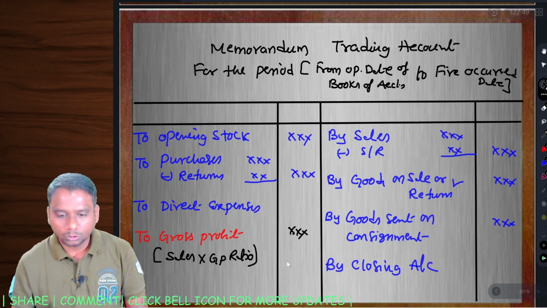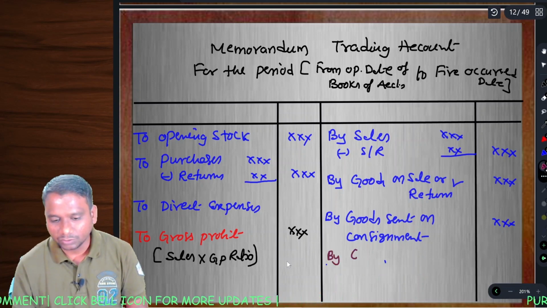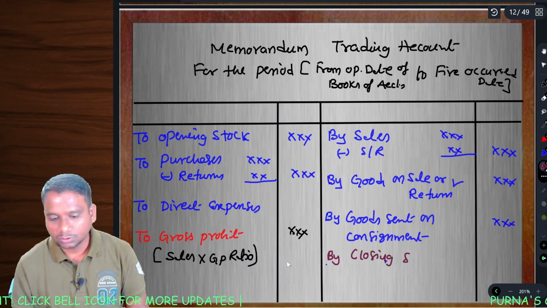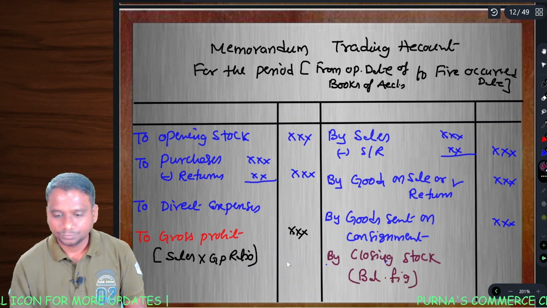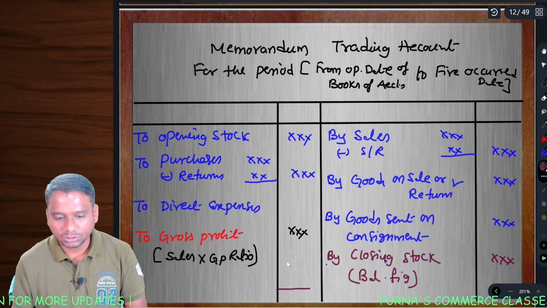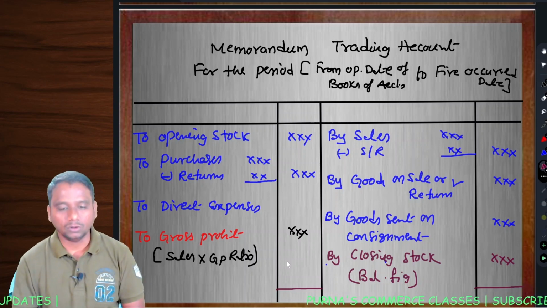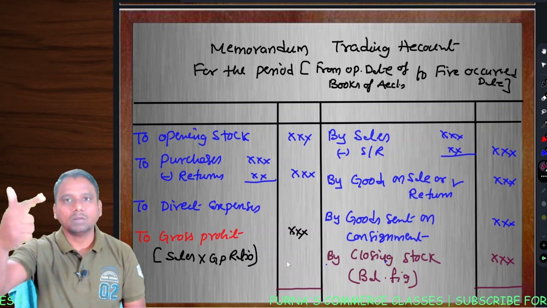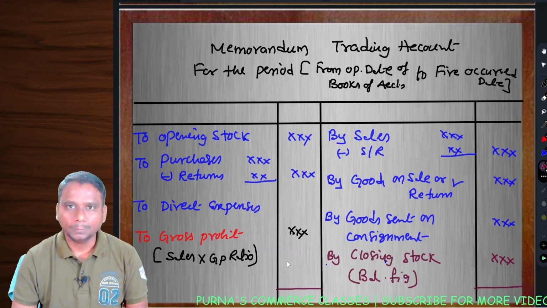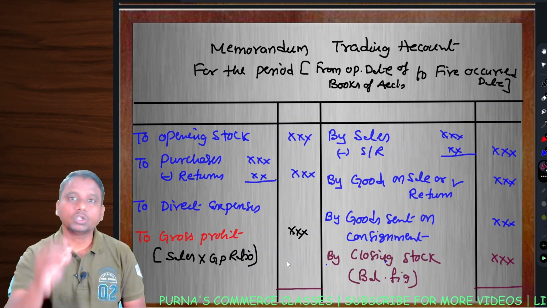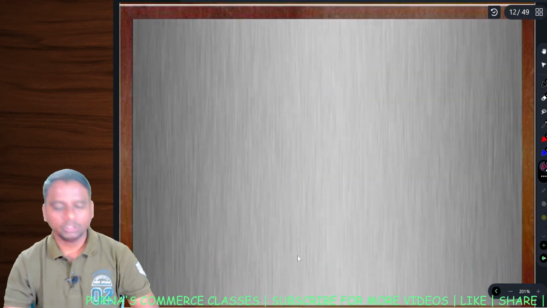Now this closing stock will become the balancing figure. So this is how we calculate closing stock, by preparing a trading account, a memorandum trading account. Look, the formula is converted into a statement, and the same statement is converted into an account. So if you want to calculate closing stock in the examination problems, what is the information you should get? I hope you understood this concept till now.